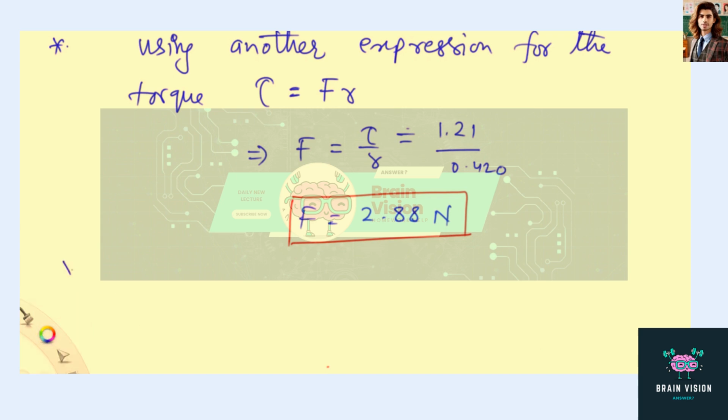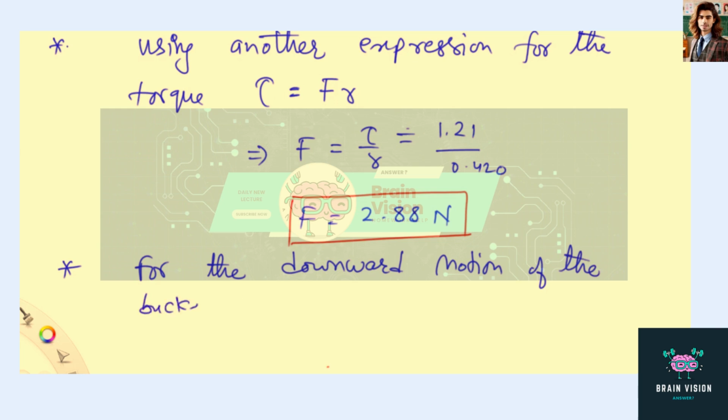Then in the fourth part of the problem, this time we will use the downward motion of the bucket, because we have to find the time in which the bucket will hit the ground. So for the downward motion of the bucket, h is equal to 5.25 meter, the height to be covered, initial speed that was given as 0, linear acceleration that was given as 1.67 meter per second squared.